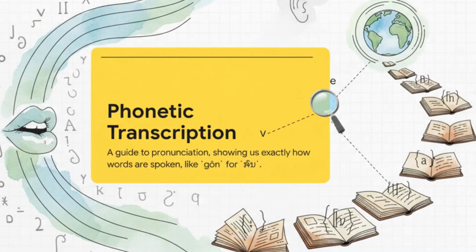Now, what's brilliant about this dictionary is that it gives us a cheat sheet. It's called phonetic transcription. It's basically just a guide that tells us exactly how to pronounce the Kmhmu words. So for example, for the word bonyo, the guide tells us it's pronounced gon. So you see, even if we can't read the script yet, we can already start to speak and listen.